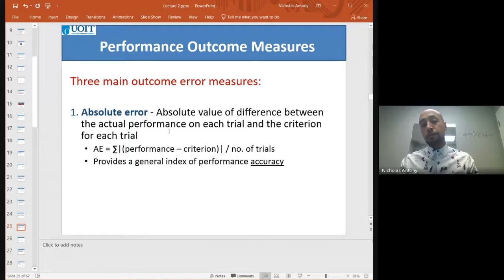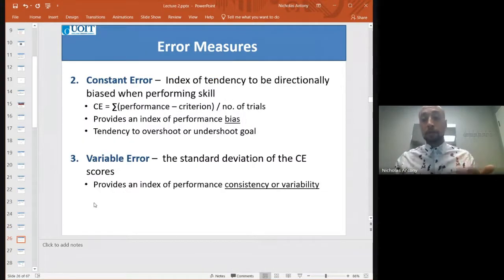So that's absolute error, because they're using absolute values. You just look at whether they overshot or undershot it, you take the absolute value, or the magnitude of their error, and then average it out over the number of trials that they did. Then you get an average number for accuracy or their performance, right? So if someone gets better at something, technically their accuracy would improve, so they'd have less error.